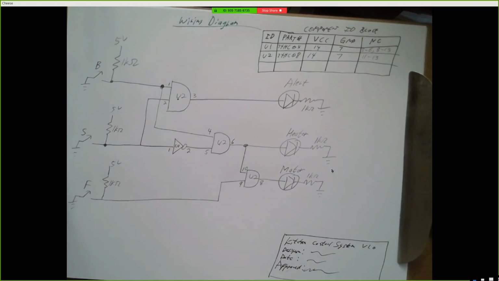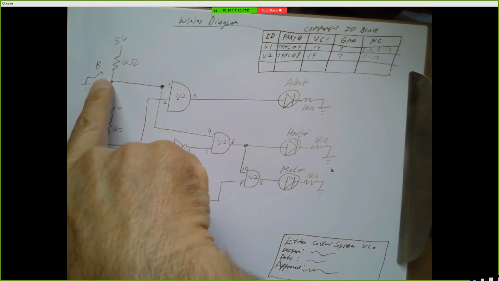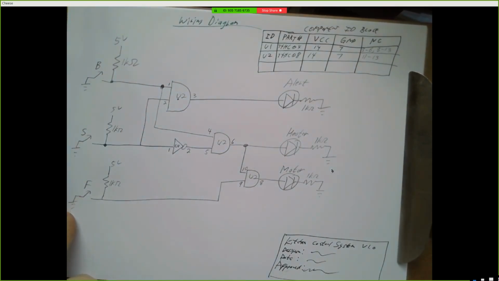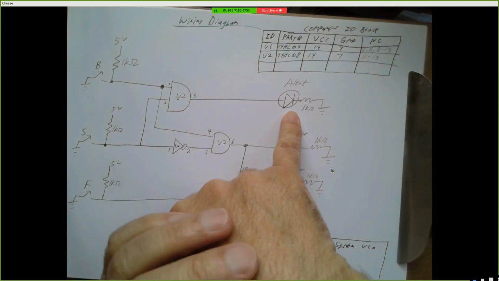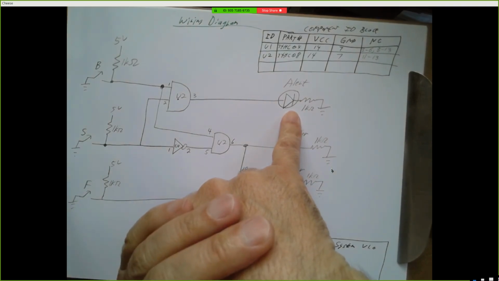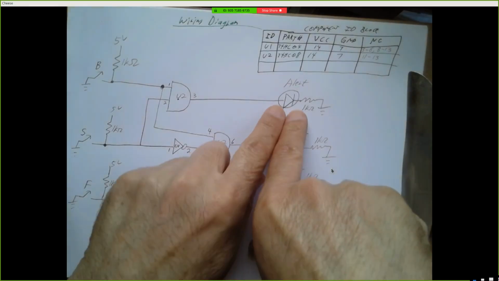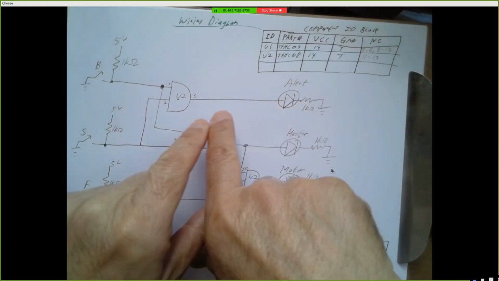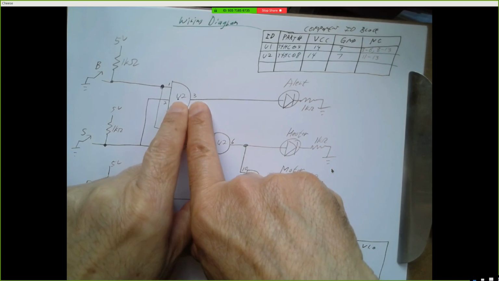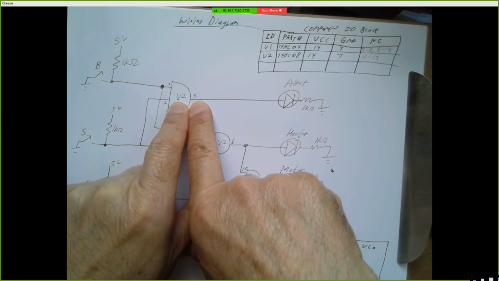And to debug your circuit, there's an algorithm you can use, right? For example, suppose you turn on the bake switch and you turn off the shutdown, and you turn on the fan, and for some reason your alert signal is coming on. Well, if you feel like this alert should be off, what do you do? Take a voltage reading right here, pin 3, chip U2, and make sure that you're getting a 0 out of there. If you're not getting a 0, there's a problem.